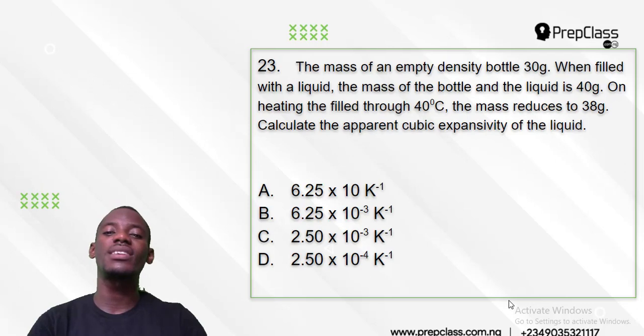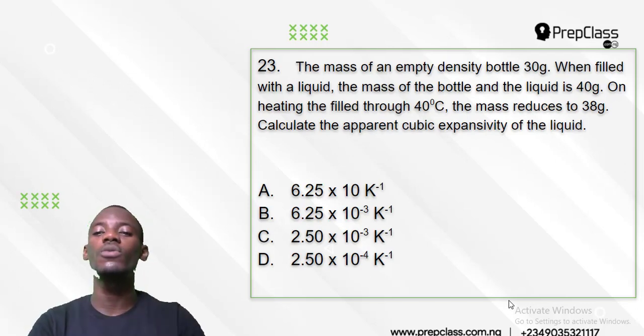Now let's talk about number 23. The mass of an empty density bottle is 30 grams. Sorry, when filled with a liquid, the mass of the bottle and liquid is 40 grams. Now on heating the liquid through 40 degrees Celsius, the mass reduced to 38 grams. Calculate the apparent cubic expansivity of the liquid.